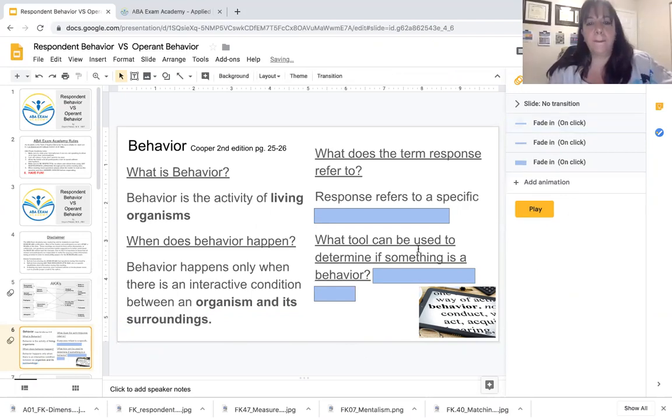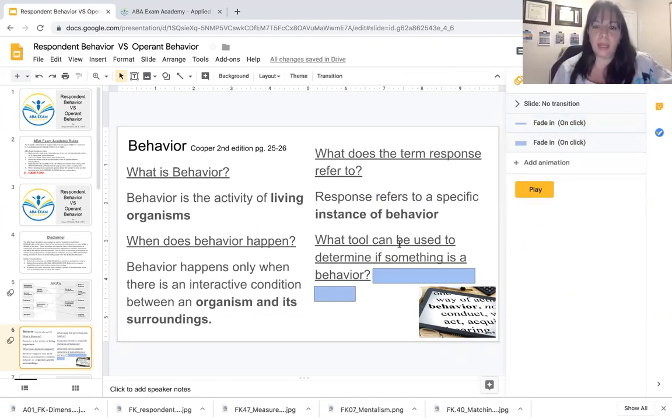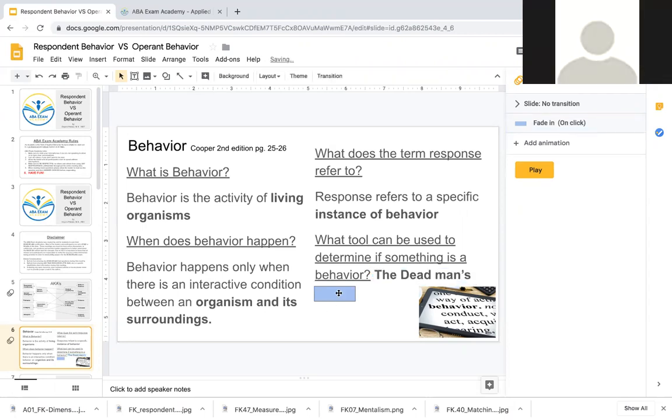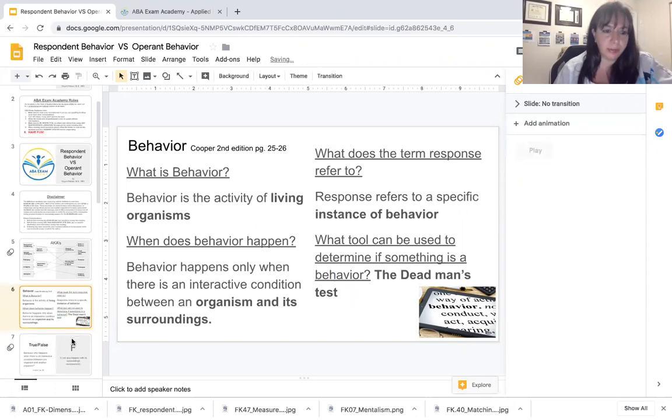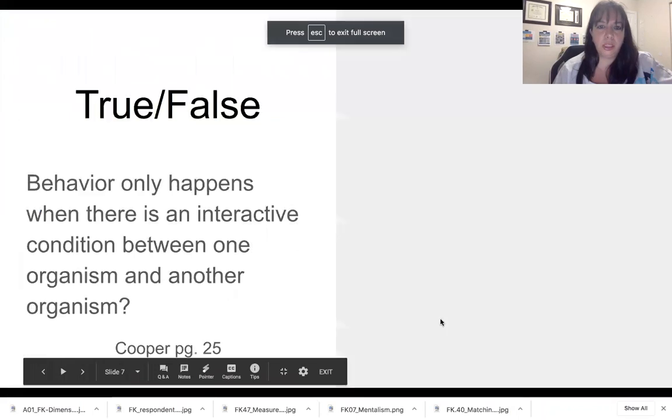What does the term response refer to? Response refers to a specific instance of behavior. Good job, guys. And what tool can be used to determine if something is a behavior? What could we use? Dead man's test. Good job. You know this.